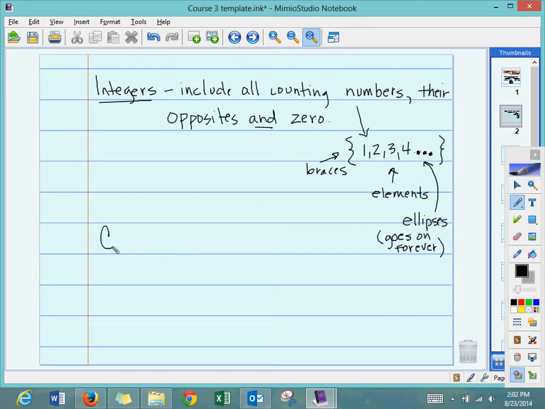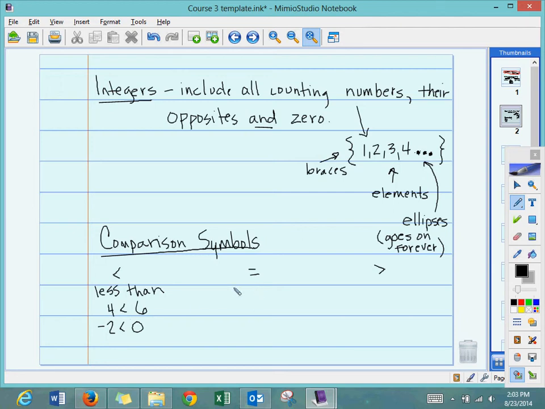Comparison symbols, hopefully this is review. Okay, we're going to talk about 3 of them today. We have this one, we have this one, and we have this one. This symbol on the left, that is less than. So you would write like this. If we had the numbers 4 and 6 and we were comparing them, we would say 4 is less than 6. Negative 2 is less than 0.